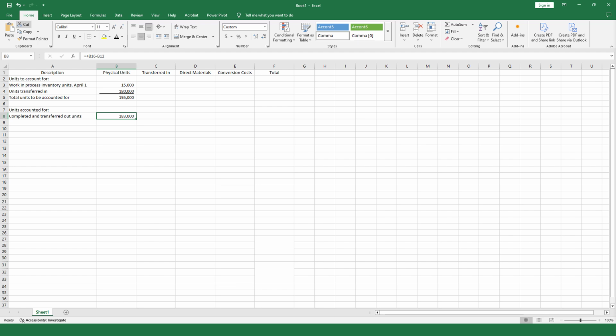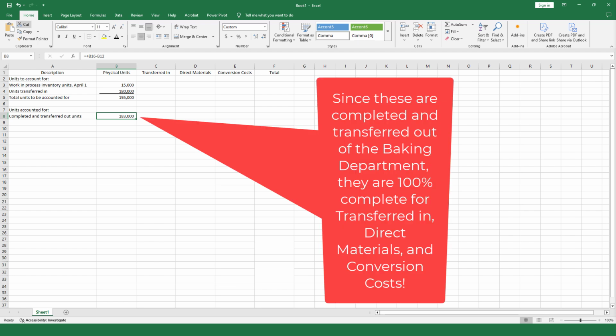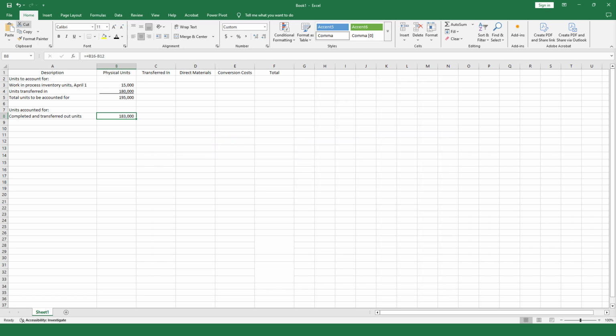What do we know for sure about these units? We know that they are all 100% complete, meaning that they have completed the manufacturing process in the baking department by April 30th. That means that they are 100% complete for transferred in, direct materials, and conversion costs in the baking department. How do we know this? Because they have completed the full process in the baking department, which is why they are noted as completed and transferred out units under the description.